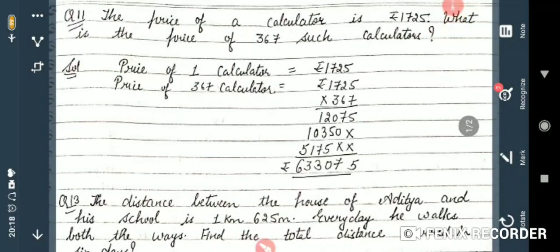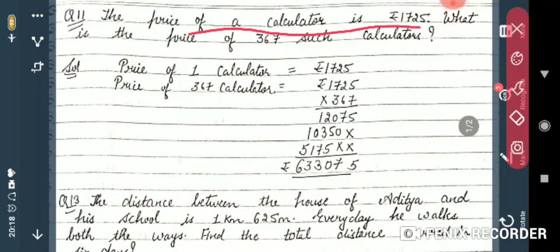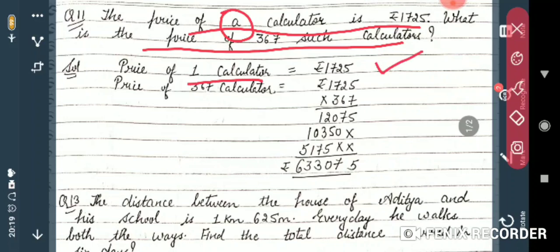So the first question is, the price of a calculator is rupees 1725. So what is the price of 367 such calculators? Whenever the question says a calculator, it means one calculator. So the price of one calculator is given, 1725, and the price of more than one calculator is asked. When more than one is asked in the question, what do you have to do?